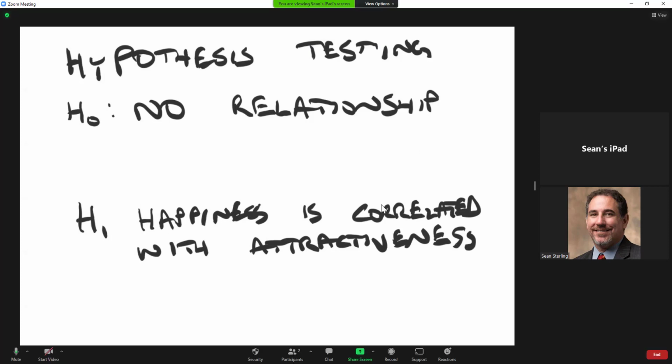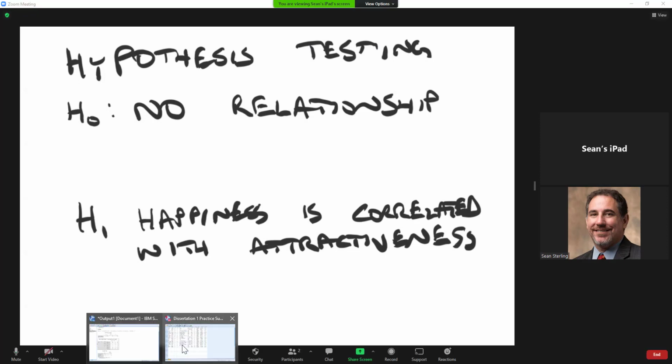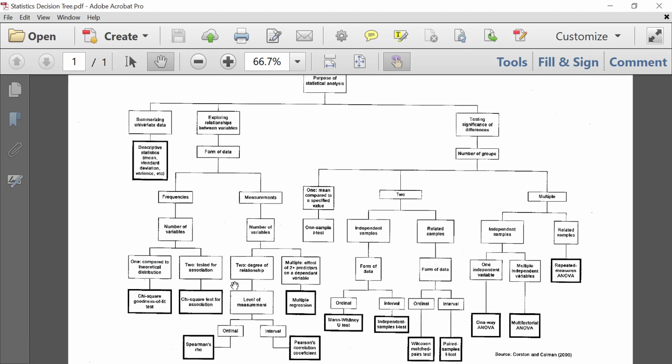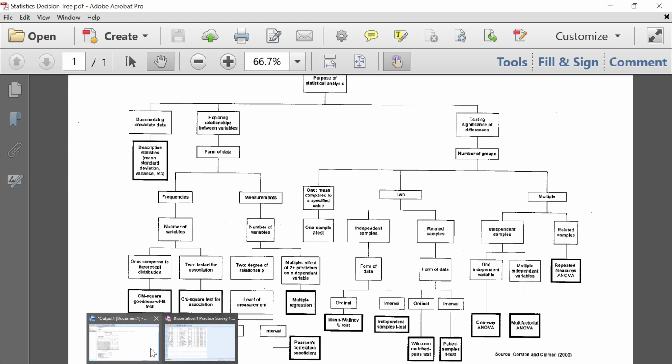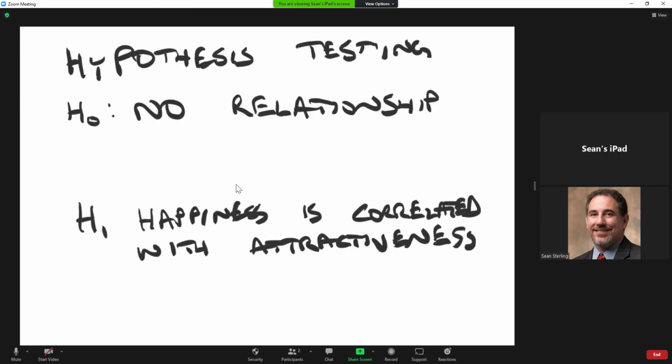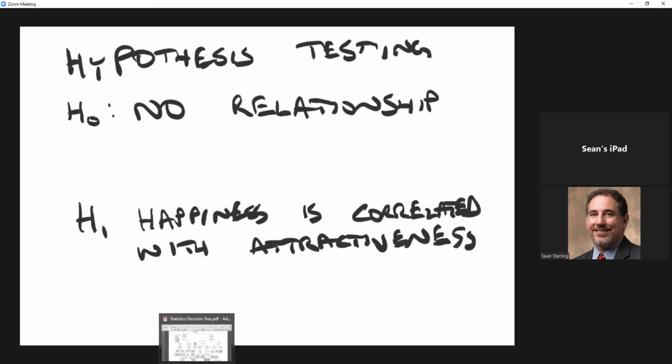Let's look at a different analysis. Just going back to this tree for a minute, and we'll do a Spearman's rho. So that means we're looking at two ordinal variables to see if they're correlated. And we go over here and look at our variables, and here are our ordinal variables. So let's just choose the one that I had talked about earlier, which is happiness is correlated with attractiveness, okay?